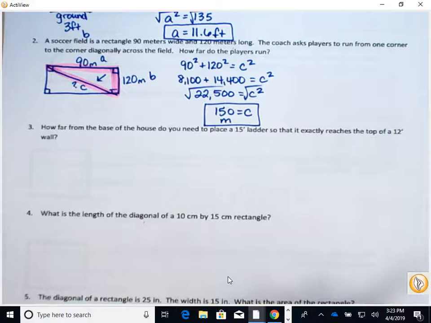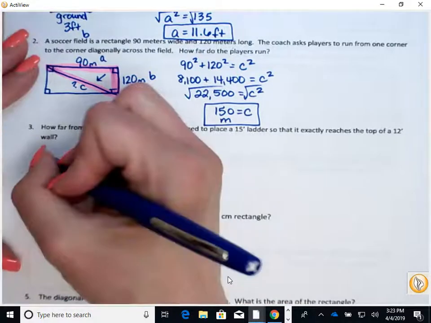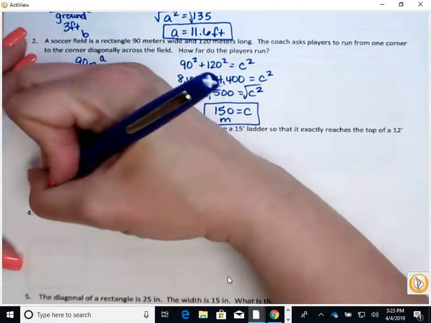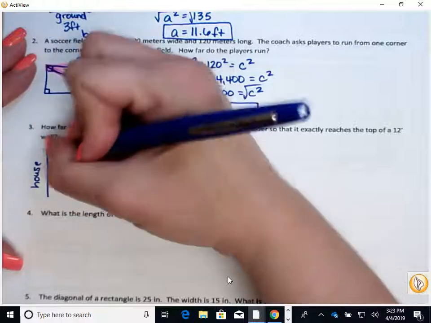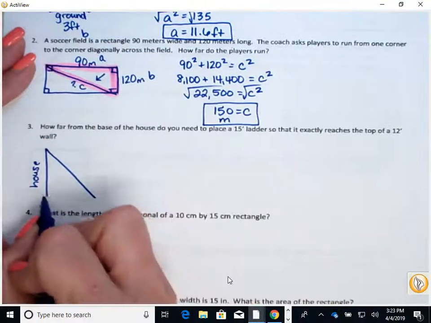Number 3, how far from the base of the house do you need to place a 15-foot ladder? There's a lot of ladder questions. They like ladder questions for these kind of problems. How far from the base of the house? So here's my house. Here's my ladder. Here's the ground.